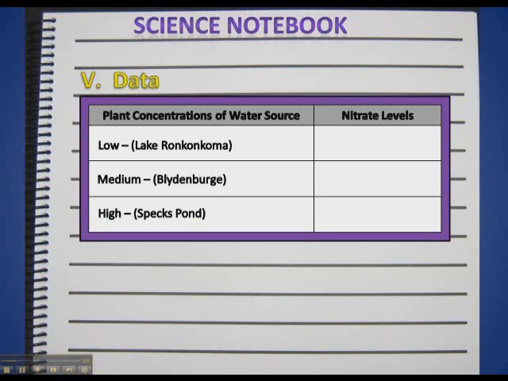Alright, we just finished Ronkonkoma, so let's write in our data for our first water source. We had less than 5 parts per million, approximately 1. Good. Alright, so our first set of data is now recorded. Let's move on to the next water source and get some more data.